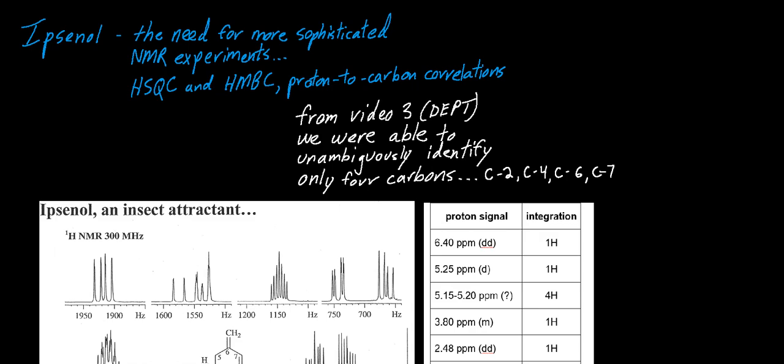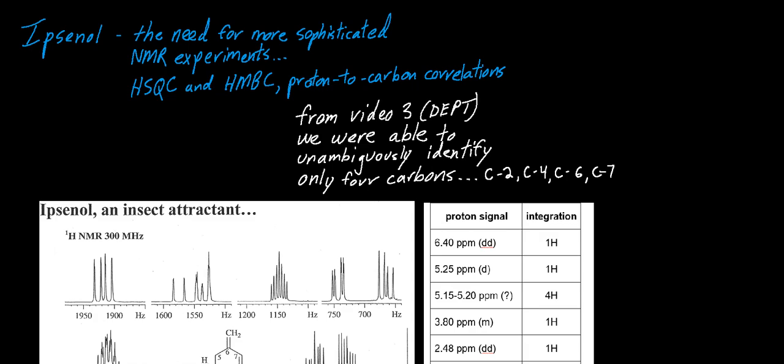Hello and welcome to video 6. This one is regarding two-dimensional methods like HSQC and HMBC to establish proton to carbon correlations via different bond lengths, or distances. And it's actually a continuation from video 3, which was on DEPT.